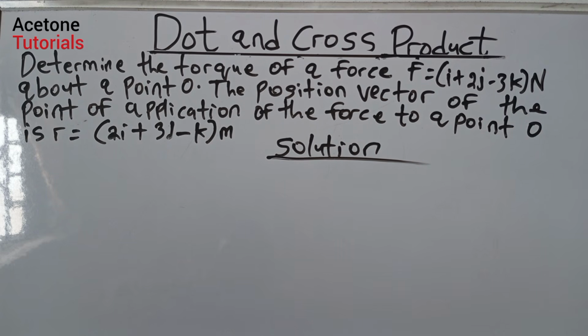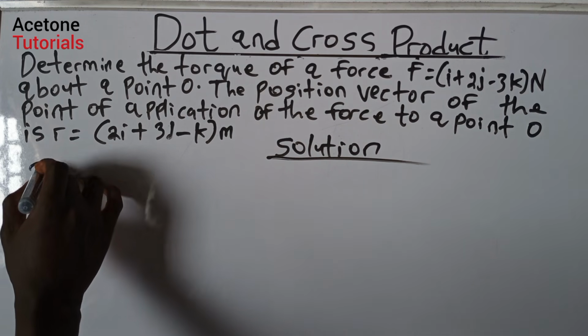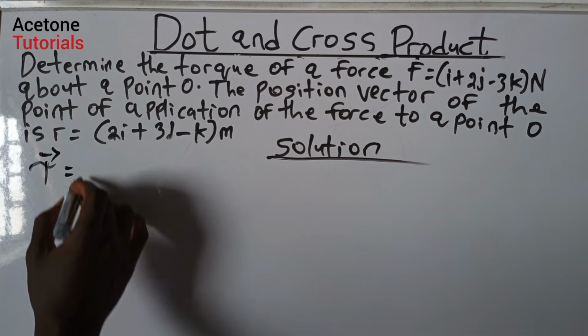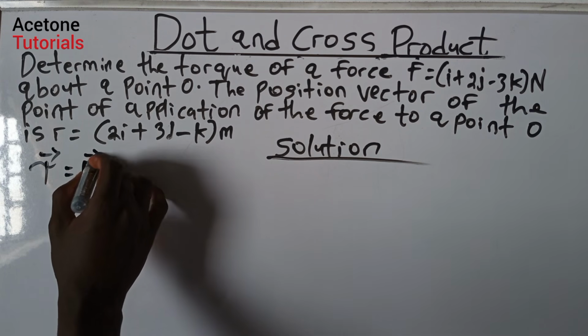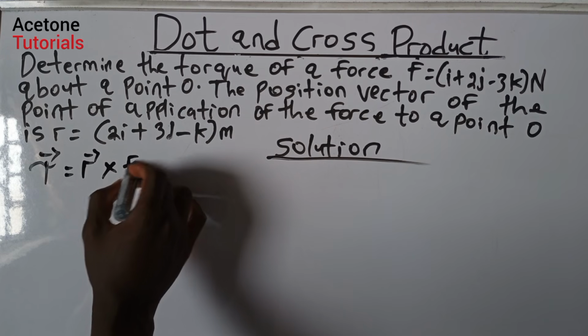Here is another question. Determine the torque of a force F equals I plus 2J minus 3K Newton about a point O. The position vector of the point of application of the force to a point O is R equals 2I plus 3J minus K meter. So we have the force vector and we have the position vector. Now we can use the formula for torque. The torque is the position vector cross the force vector.